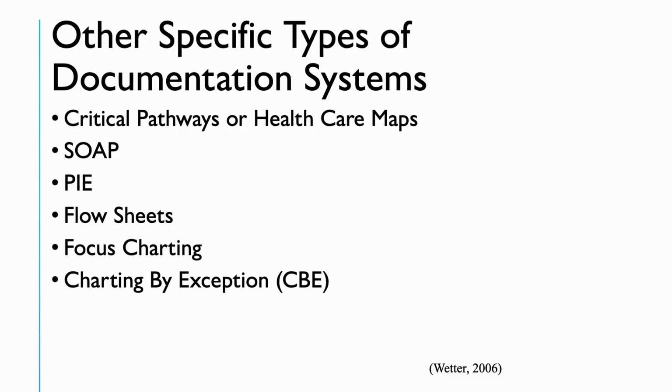So other types of documentation systems: critical pathways or healthcare maps, SOAP notes, as we talked about a little bit, which we'll touch on more, PIE, flow sheets, focus charting, and charting by exception, or CBE, are other forms, and we're going to talk about a lot of those throughout the semester as we get further into things.